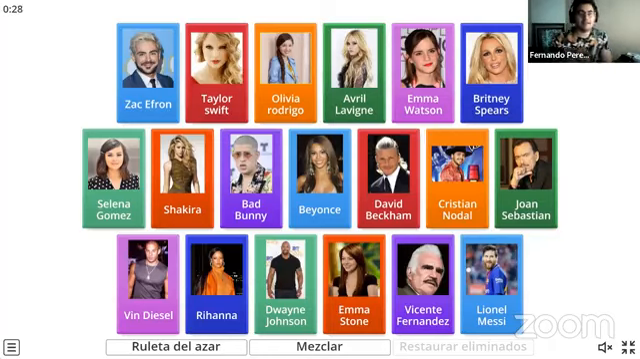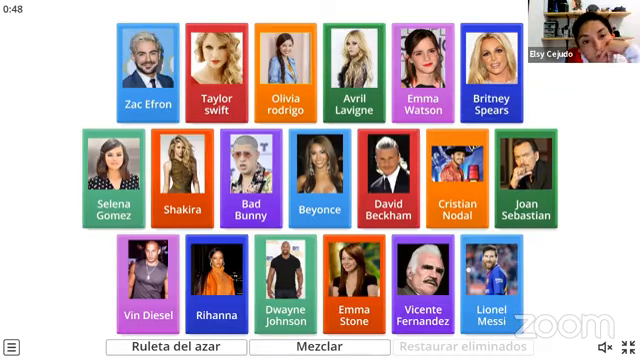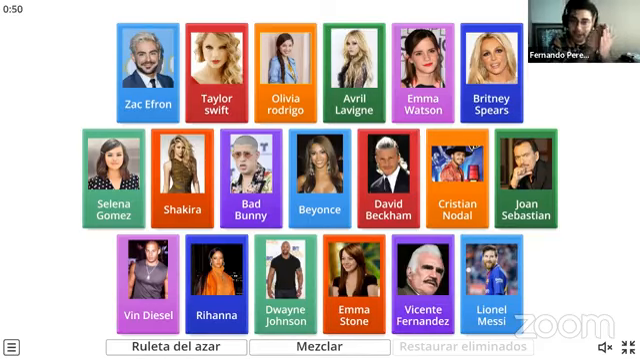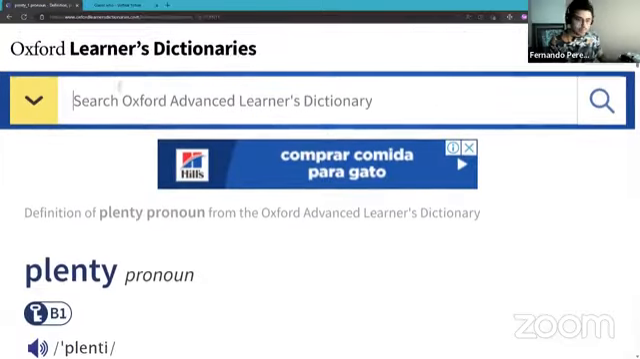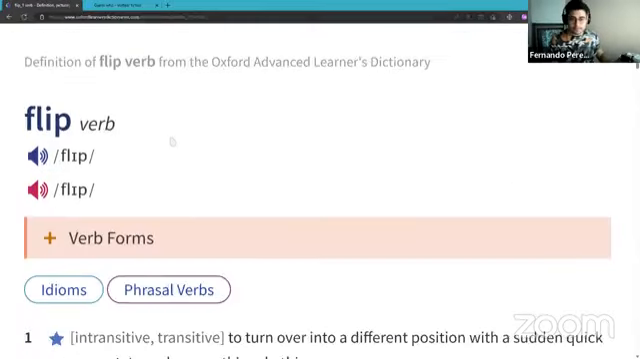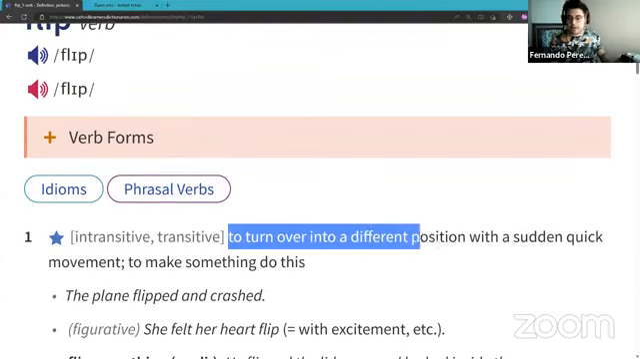So let's say I start, I select my person, and then Cesar asks me a question, Elsie asks me a question, Benji asks me a question, until we get the person that I selected. Super important: you need to tell me which persons to flip. Flip: to turn over into a different position.